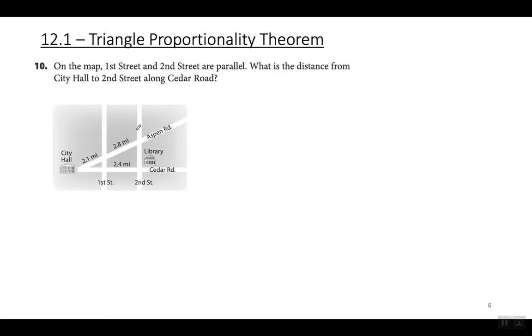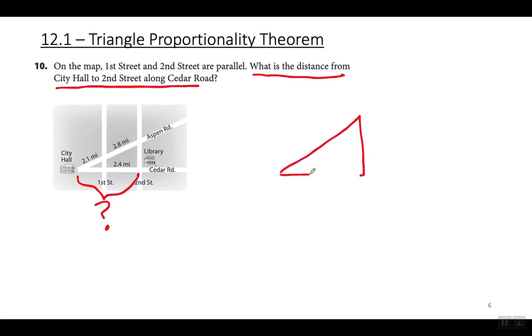All right. You're going to have, I believe, 2 word problems on this section of your homework. They're very simple. Basically, there's a triangle here where you have to do the exact same thing we just did, right? In the question it says, what is the distance from City Hall to 2nd Street along Cedar Road? That's what they're asking for. Oh, and it says on the map, 1st Street and 2nd Street are parallel. They're telling you that so that we can apply everything that we just learned.